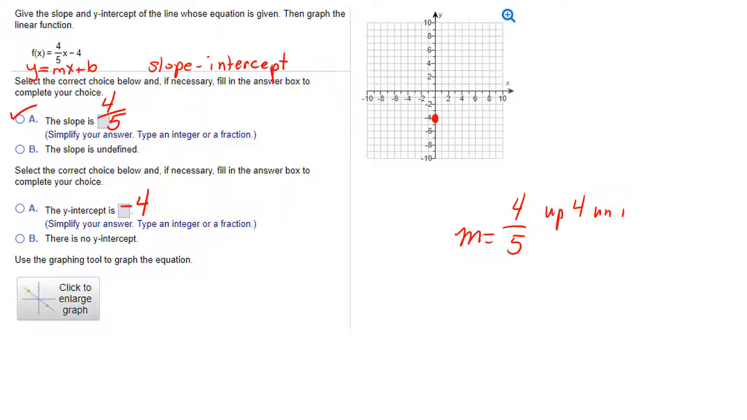That would be my rise. And then it tells me to go to the right 5 units. That is what we refer to as the run in the slope. So I start from the -4 and I count up 4. Then I go over 5 and I click the second point. When you're working it in MyMathLab, you will simply need to click 2 points. When you click the second point, the line will appear.